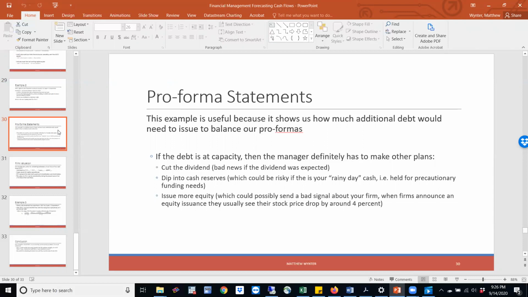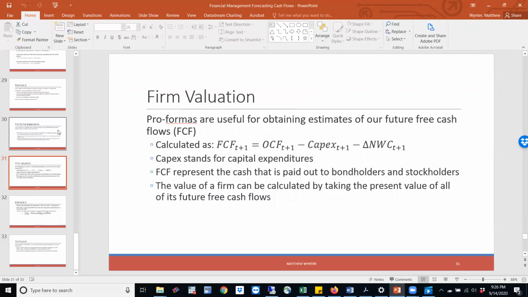We could also issue more equity, which could also send a bad signal to the market. Typically, when a firm decides that they're going to have a seasoned equity offering, an SEO, you'll find that they have a negative announcement return of anywhere from 2 to 4%. So it can be very costly to let the market know that we need to go raise more equity to meet our funding need.